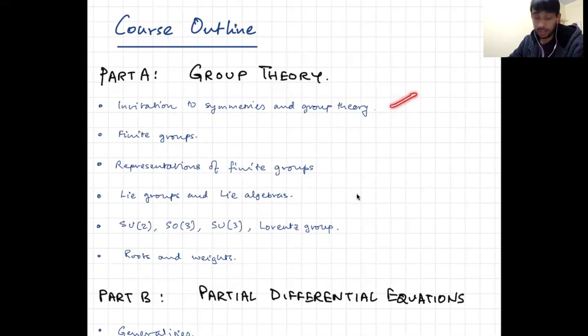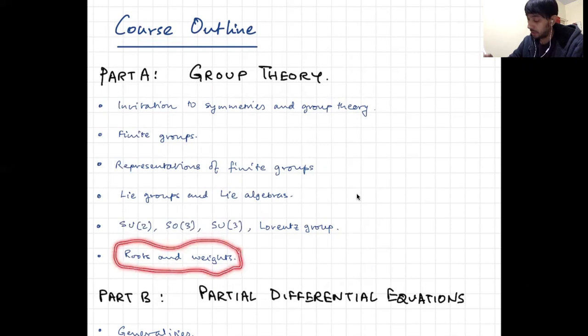So an outline of what we want to do is I'll give you some idea of why you want to do group theory. Then we'll discuss finite groups. We'll discuss representations of finite groups. Then we go on to the wonderful world of Lie groups and Lie algebras. I'll give you an idea of SU2, SO3, SU3, and ultimately the Lorentz group as well. And briefly also mention what roots and weights are.